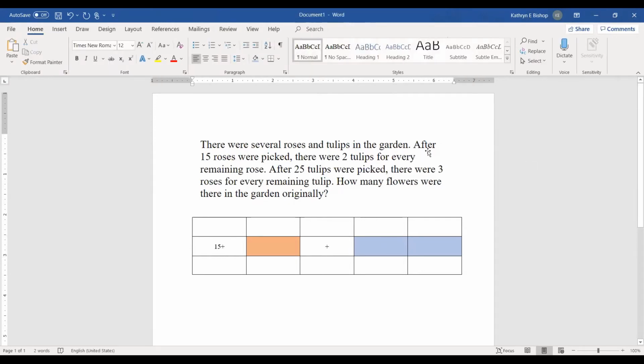It doesn't let me highlight it because it's a picture, but this first part after 15 roses were picked, and these were the remaining roses, and there were 2 tulips for every unit of rose. And then after 25 were picked, it says that 3 roses were remaining.